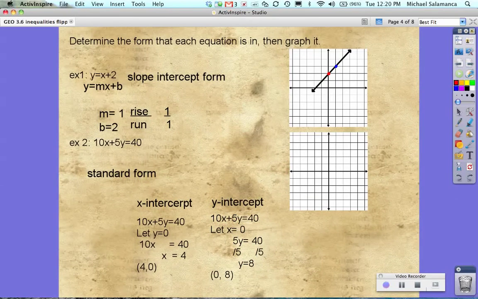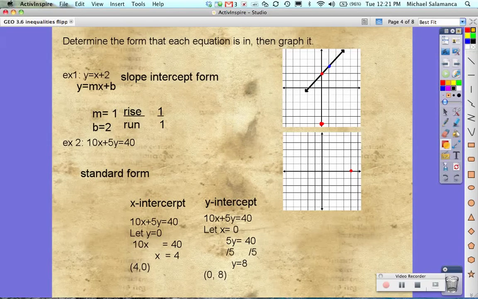So we're going to plot the x-intercept, which is at 4, 0. So 4, 0, 1, 2, 3, 4, and 0. And for the y-intercept, it's going to be 0, 8. So 0 left and right, and 8 up. So 1, 2, 3, 4, 5, 6, 7, 8. We're going to cheat a little bit, and we're going to go 8 up. And connect the dots. So we'll have this graph, and that'll be it.